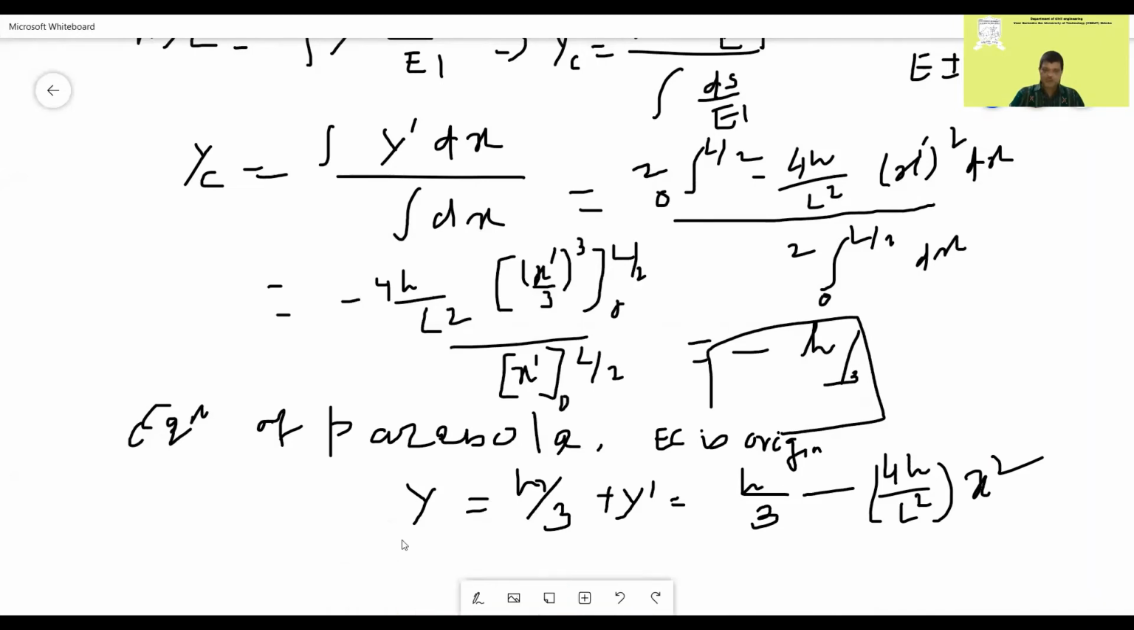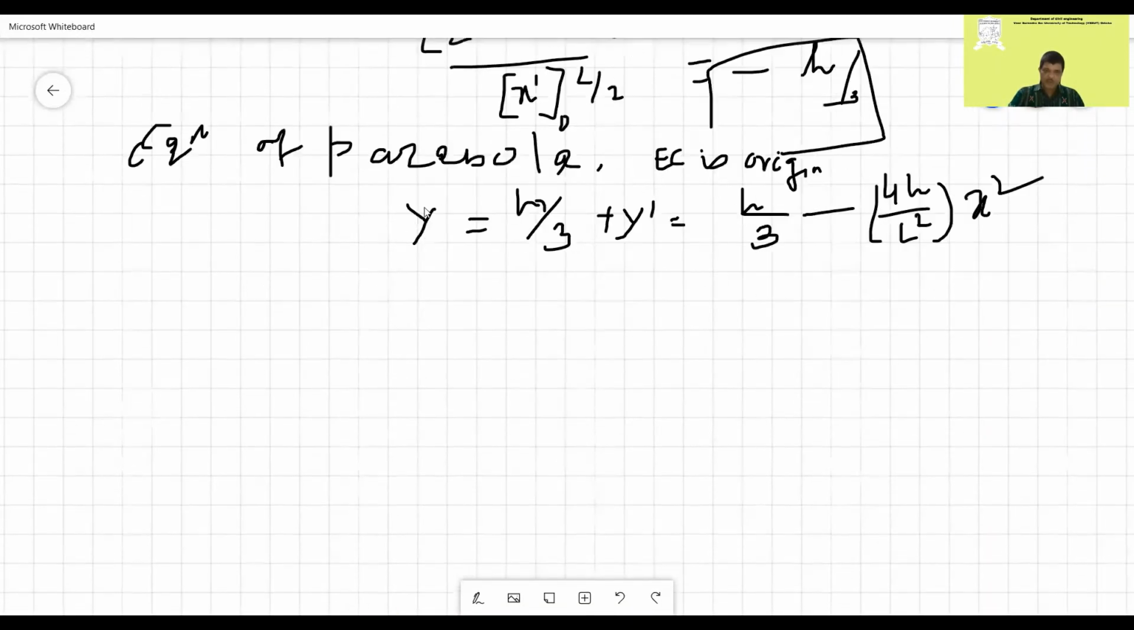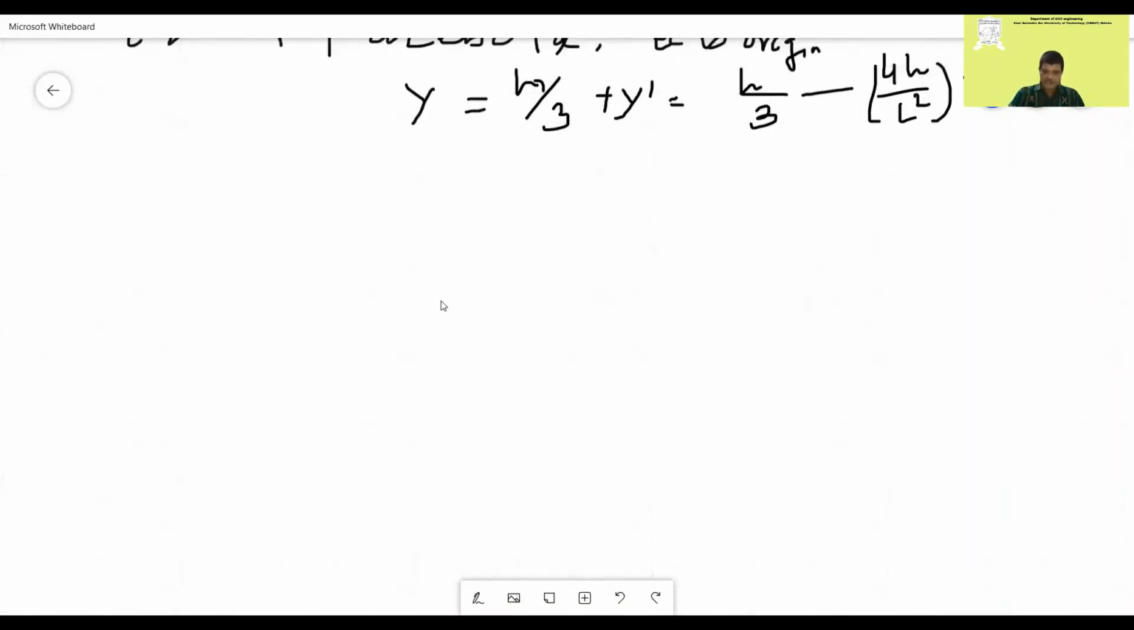Okay. So now to conclude from here, elastic center of a fixed parabola lies below the crown at a distance h by 3.